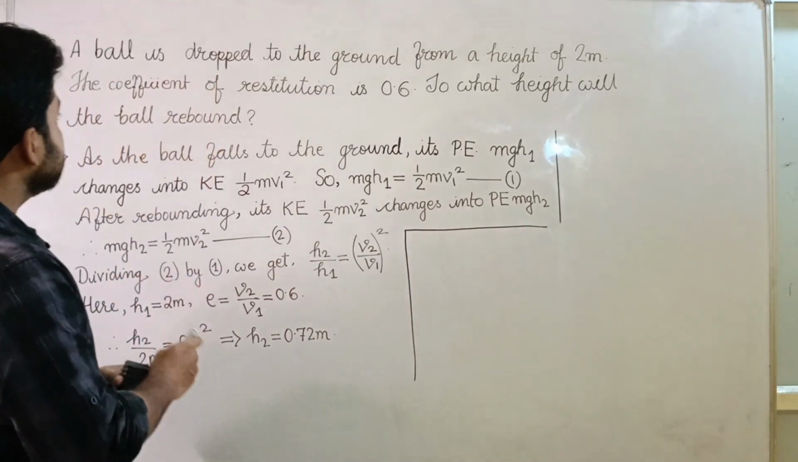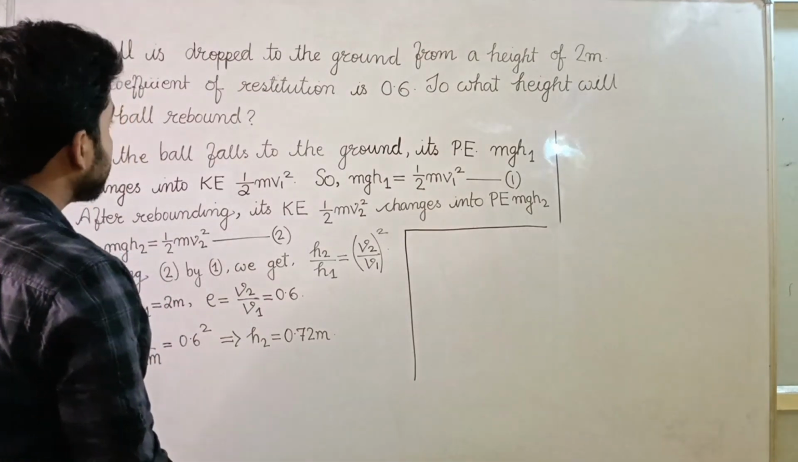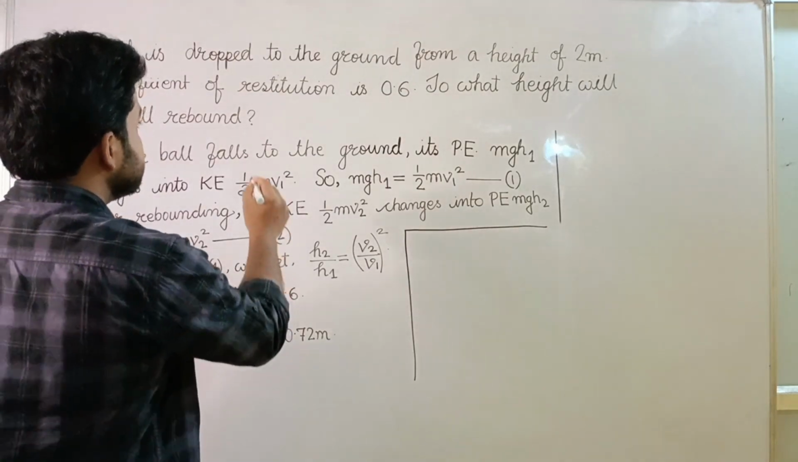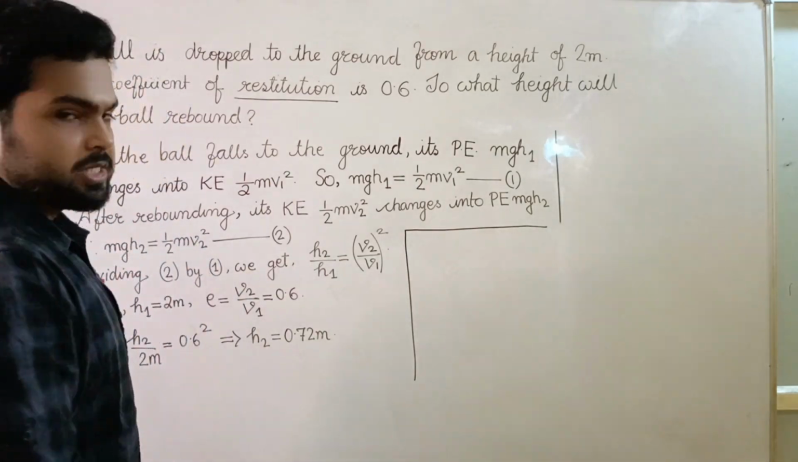Let's see. A ball is dropped to the ground from a height of 2 meters. The coefficient of restitution is 0.6. To what height will the ball rebound?